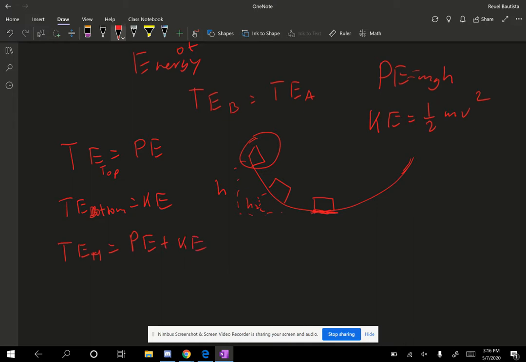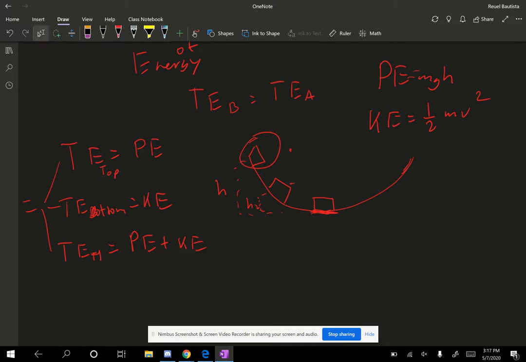But very, very important to understand is that all three of these total energies are going to be equal. Since energy is conserved, the energy at the top, the middle, and at the bottom is going to be the same. So super duper important.